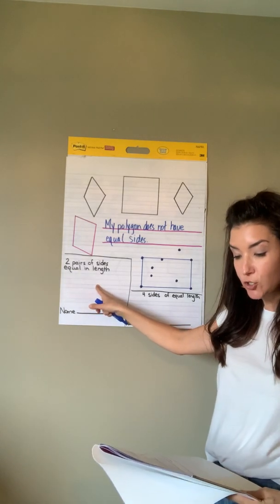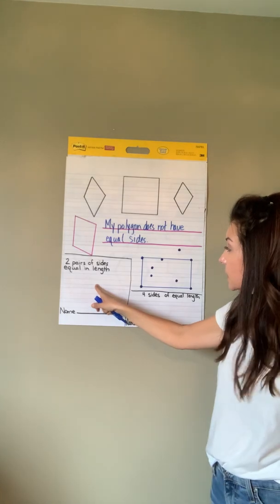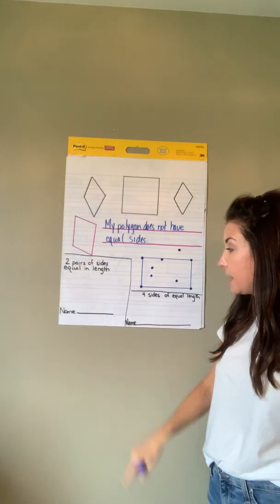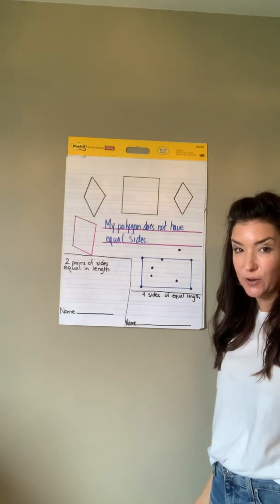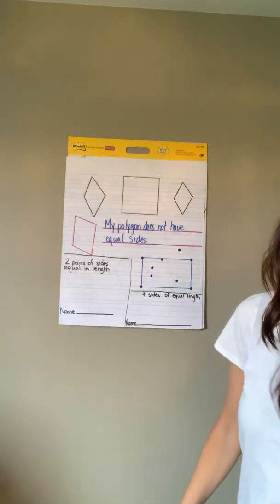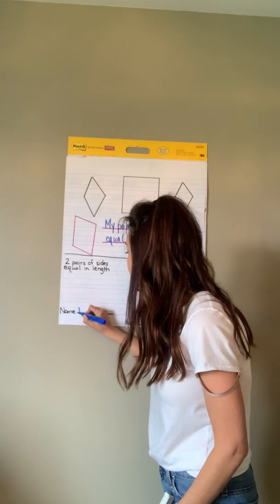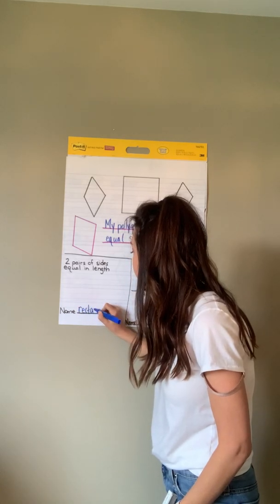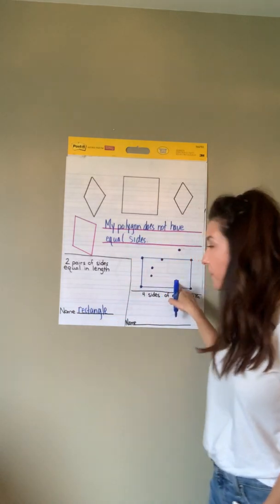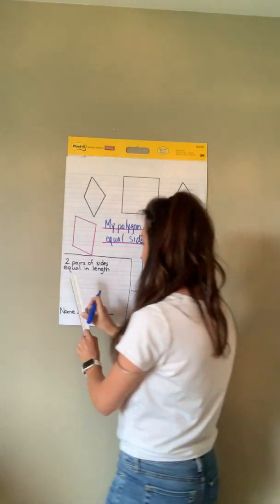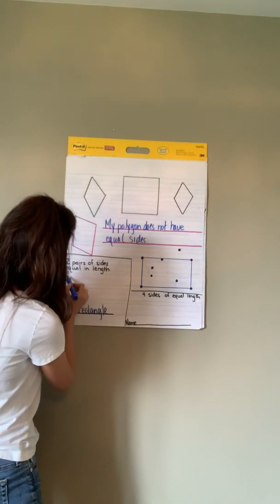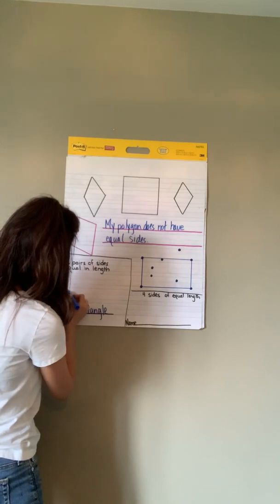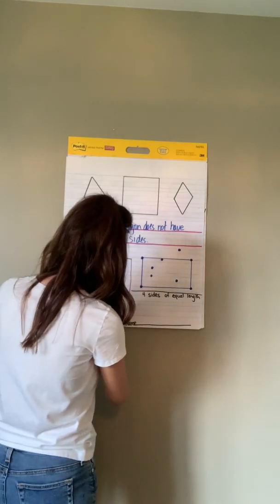We are now going to draw what it says here and name it. So let's think about it. If it has 2 pairs of sides equal in length, what do we call that? You're absolutely right. It's a rectangle. And we just talked about what a rectangle looks like here. So I am going to draw 2 pairs of sides. And does it matter how long I want my sides to be? No, you choose.